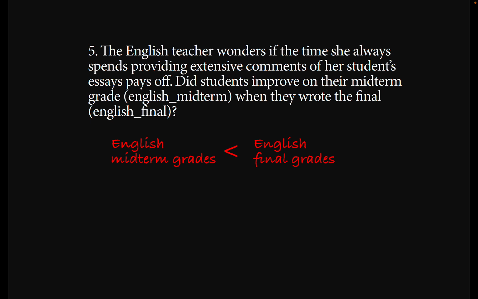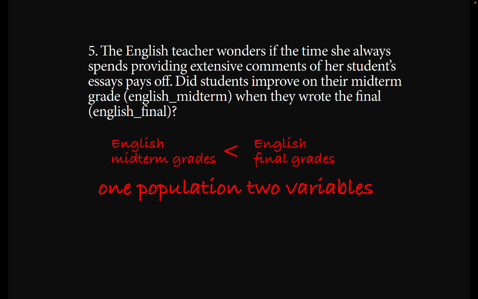The other very important question that we need to ask is, are these the same individuals that have been measured twice, or are these two different groups of people? And here it seems pretty clear that it's the same people, the same individuals, because it's the same students who write the final who wrote the midterm before. So it's a case of one population, two variables.